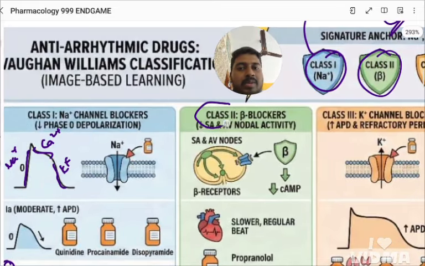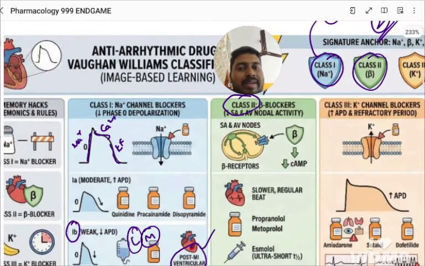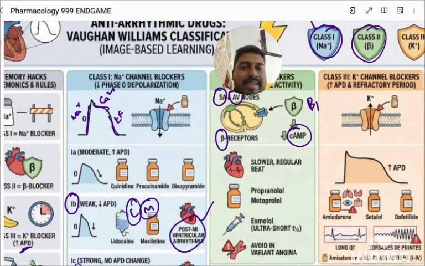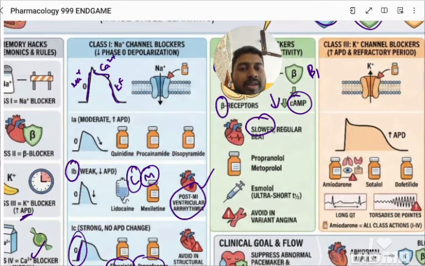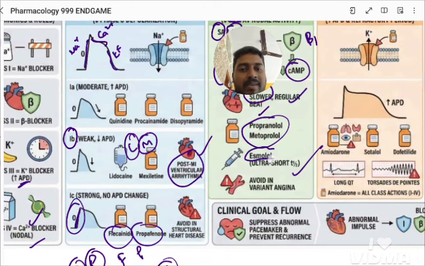Now, what about class 2? Class 2 are beta blockers. Their activity is basically on the SA node and AV node, so it will delay the action potential. They act on the beta receptors in the heart, which I told you about already, beta 1 receptors, whose activation increases cAMP. So when there is decreased cAMP, there will be decreased action potential, and it will conduct the impulses slowly. So there will be a slower, regular heartbeat. We have propranolol and metoprolol, and esmolol is the ultra short acting one. We already discussed this.